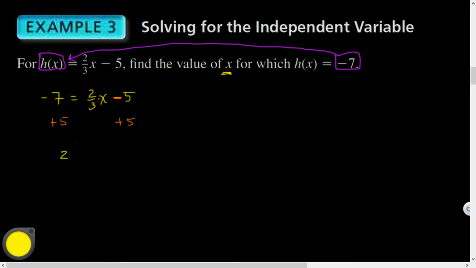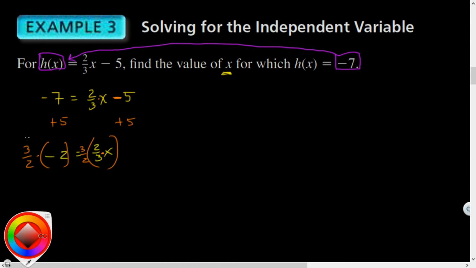I get 2. Who is more influential? Oh, this 7. 7 is further from 0, so I'm going to keep the sign of the 7. Equals 2/3 x. These guys canceled out, so that makes sense. I'm going to leave that blank. And we just talked about this earlier. How do I get rid of this? I multiply by the reciprocal. Multiply by 3/2.